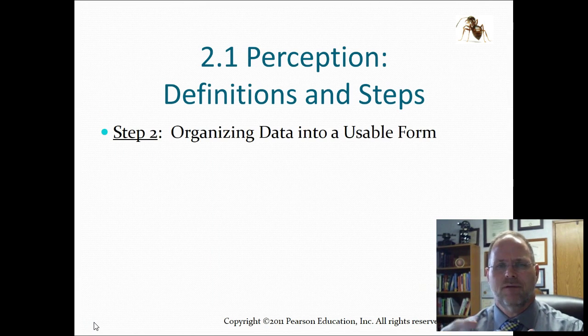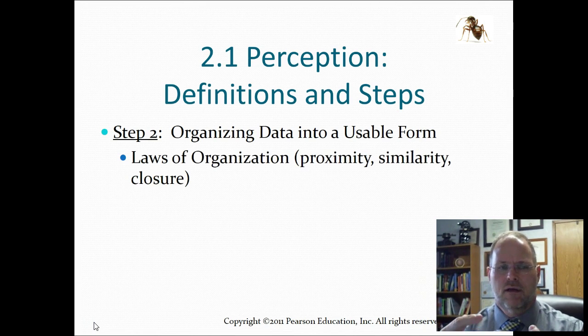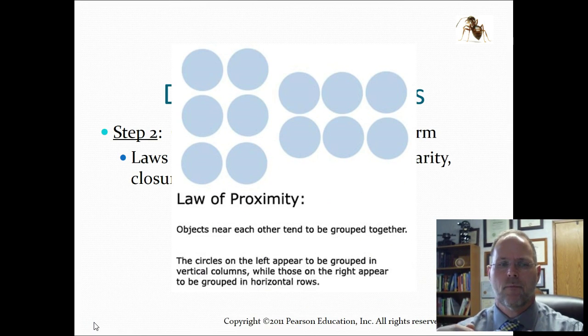The next step is we have to sort this into organizational data, into some kind of usable form. Raw data coming in doesn't necessarily make a lot of sense to us. We have to group things, structure things, do something to make it so we can understand it. So we start talking about the laws of organization: proximity, similarity, and closure.